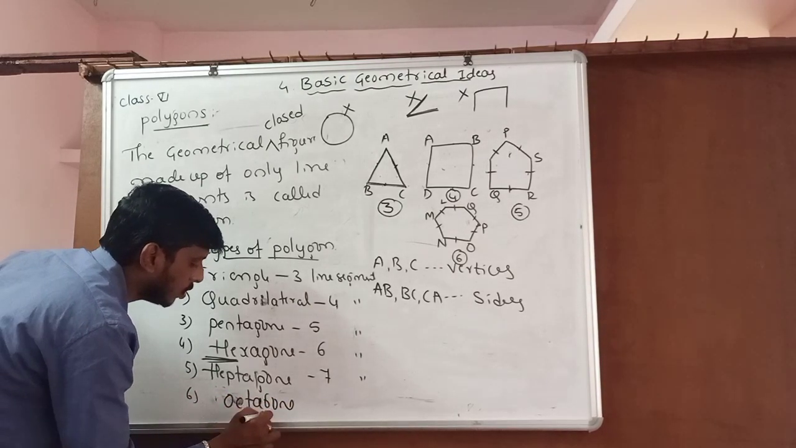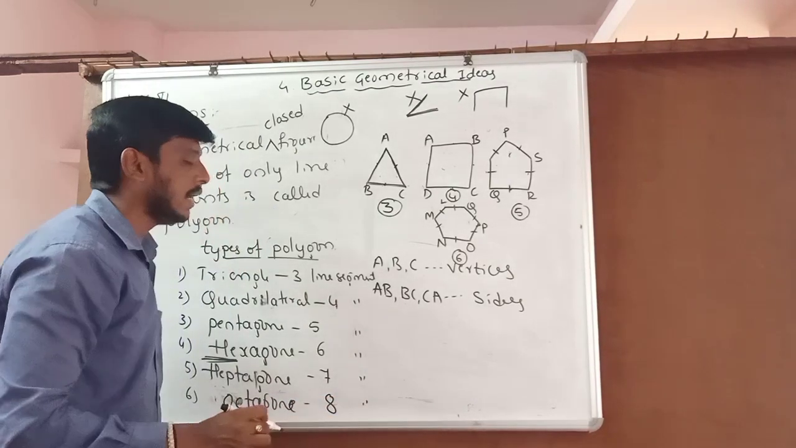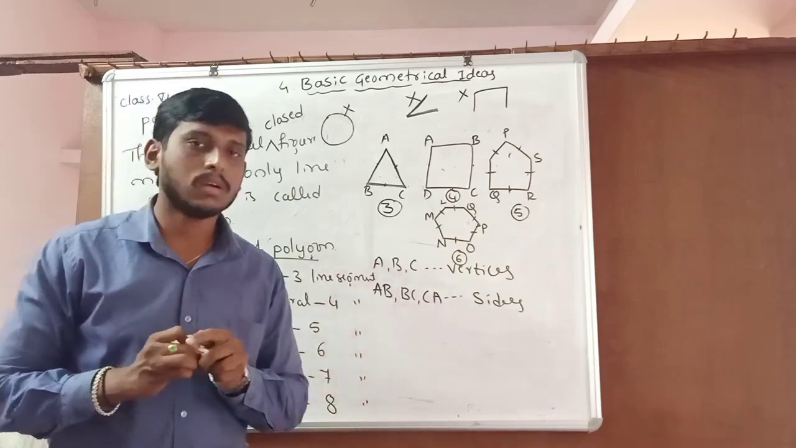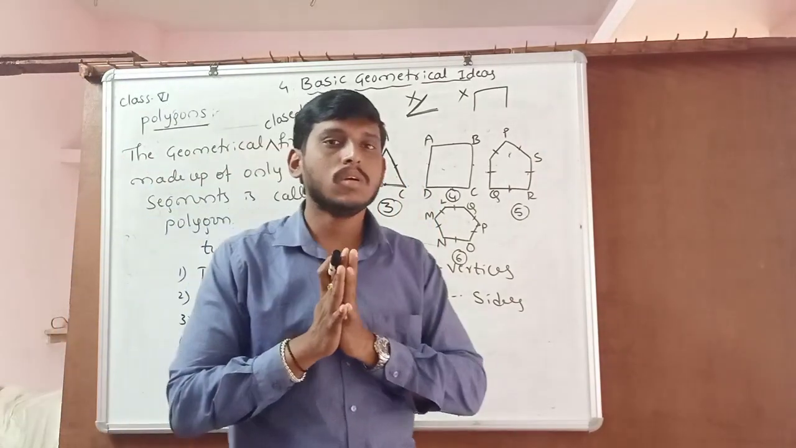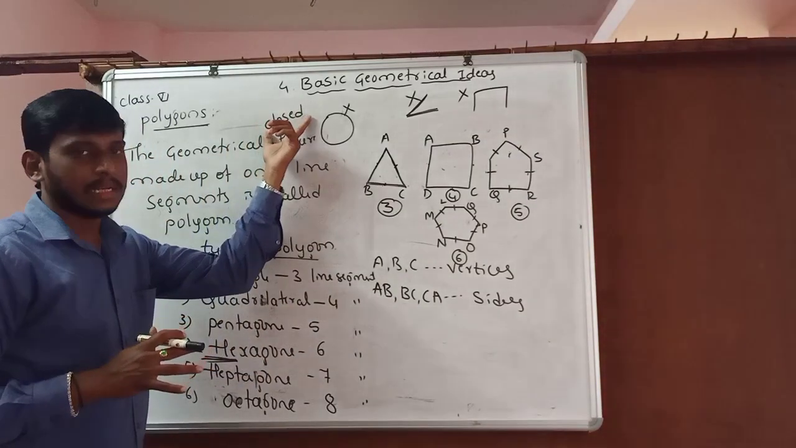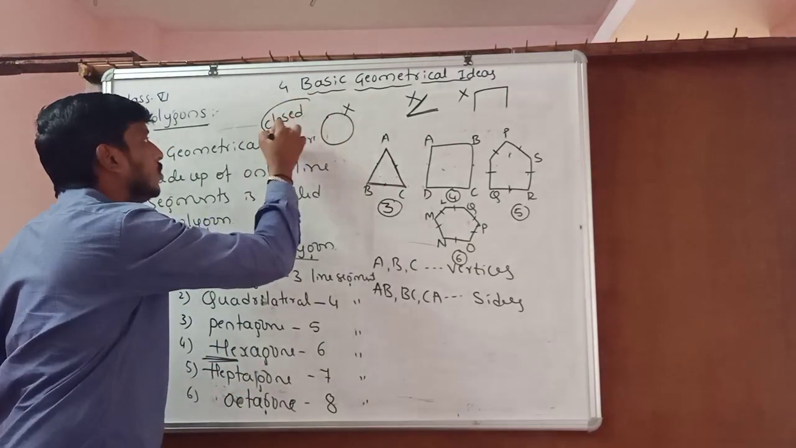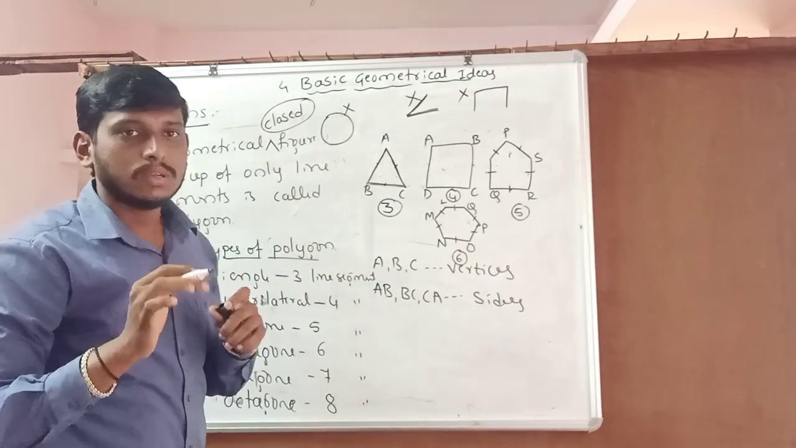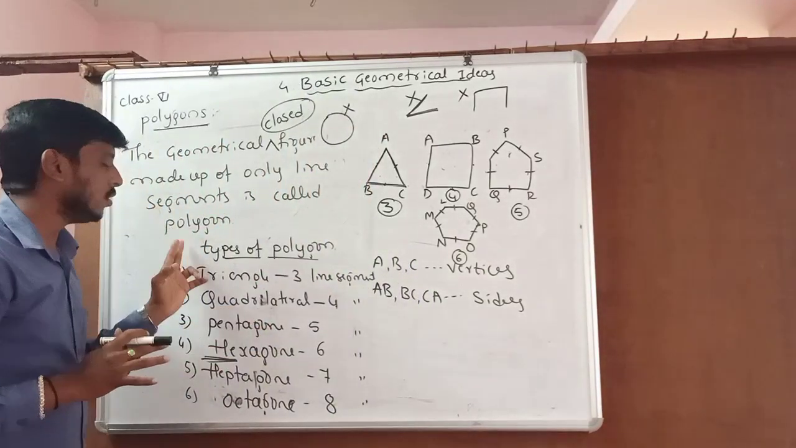Octagon. So octagon means a polygon containing how many line segments? 8 line segments. So once again I recall the definition as well as types of a polygon. What do you mean by a polygon? A closed geometrical figure. It should be closed. The geometrical closed figure made up of only line segments is called a polygon.